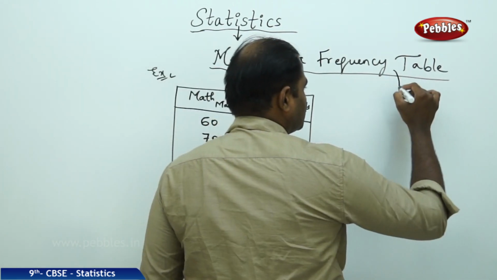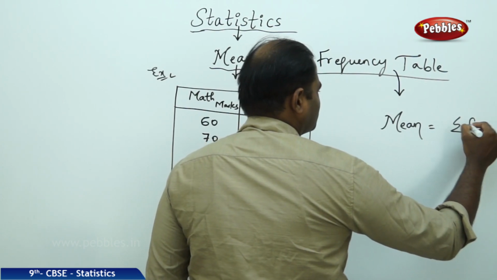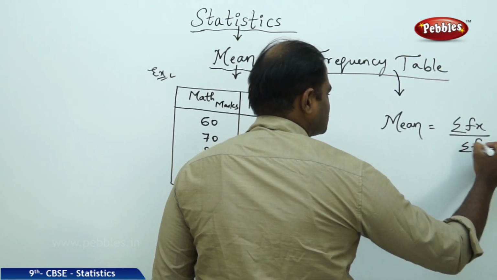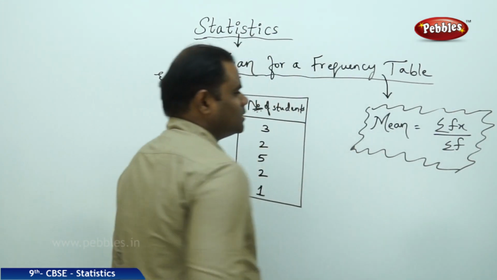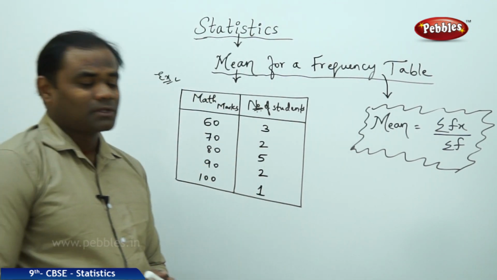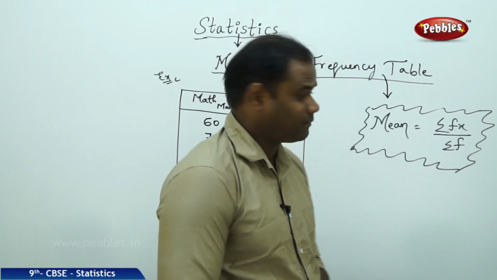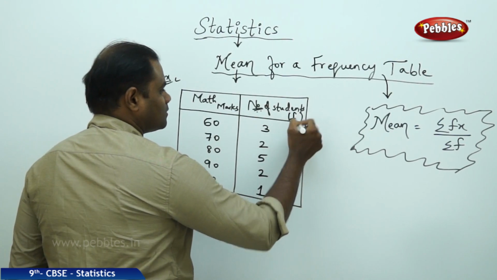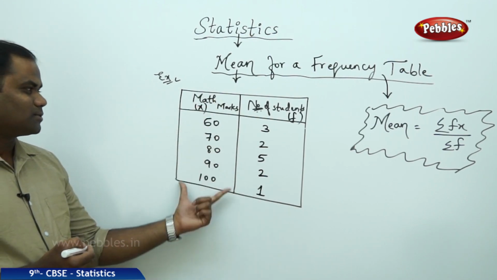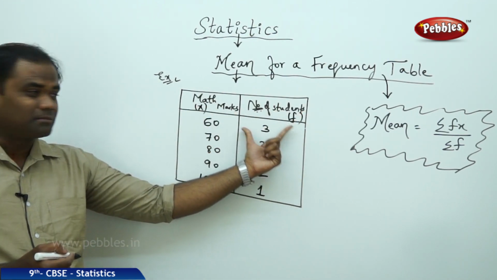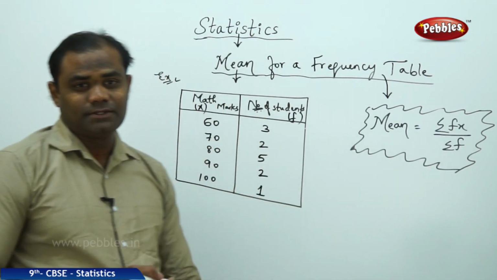So when a frequency table is given, I have my mean, which says the formula is sigma fx by sigma f, which I am going to use. So the mean or average for a frequency table is sigma fx by sigma f, where f is this and x is this. So the math marks here are referred to as x, and the number of students who got those math marks are referred to as the frequency f, where I can find the formula easier.